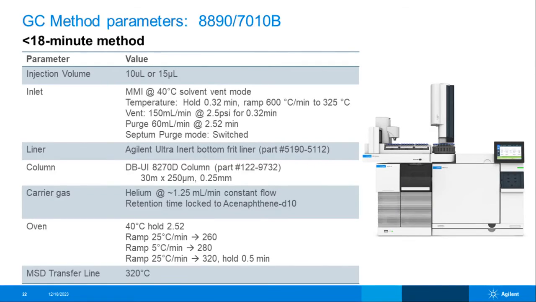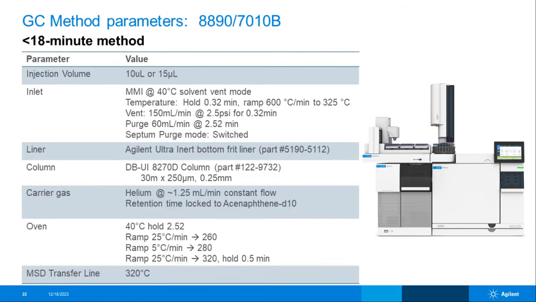We were using the Agilent Ultra Inert bottom fritted liner, part number is there. And on this, we were running the 8270 UI column, 30 meter, 25 25. Helium is the carrier gas at roughly 1.25 mL a minute in constant flow. And we were retention time locked to acenaphthene-d10.